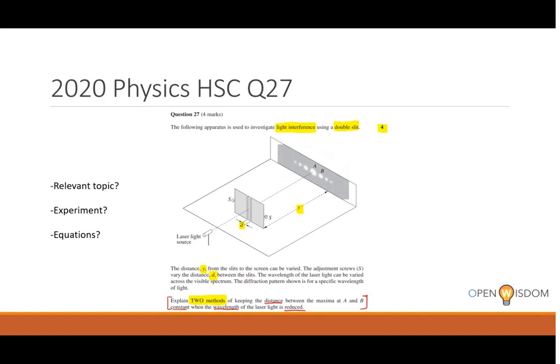You can also see that I have highlighted the marks for this question. It's 4 marks. This is because in a HSC paper, the mark is usually an indicator of how much time you should spend on the question. To maximize efficiency, I would recommend a 4 marker should take you no longer than 6 minutes to do.